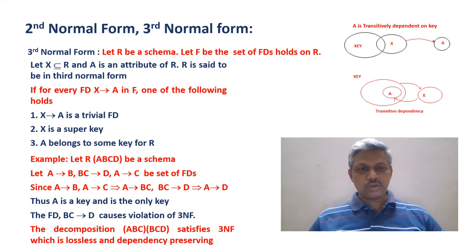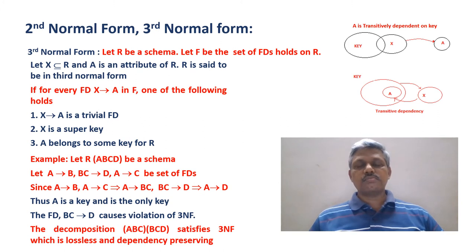And if I go for checking the third normal form, if I take the functional dependency BC then D, D is not part of the left-hand side BC, so it is not trivial, and BC is not a key, and D is not part of any key because the only key is A. So this violates all three conditions, none of the three conditions holds, so BC then D violates 3NF. And this is how we can test whether the schema is in third normal form or not.